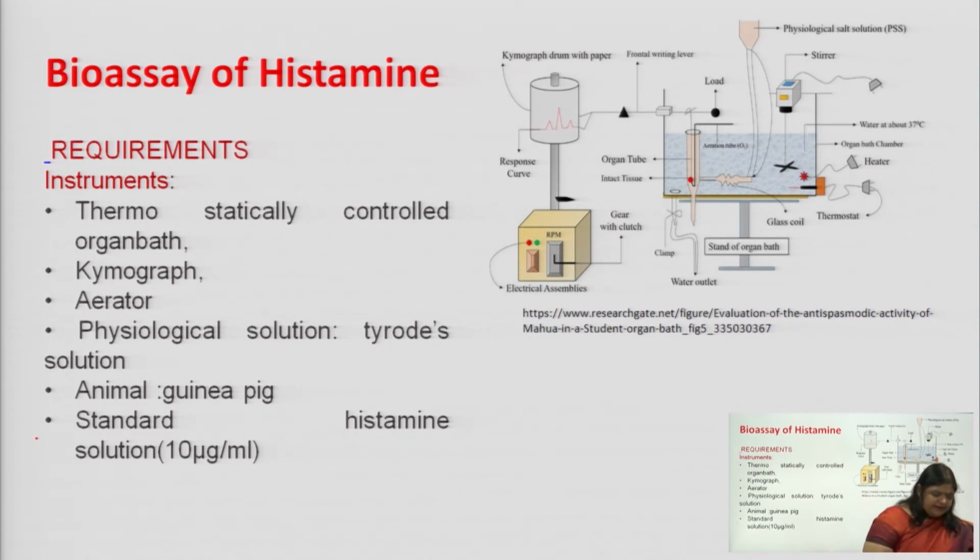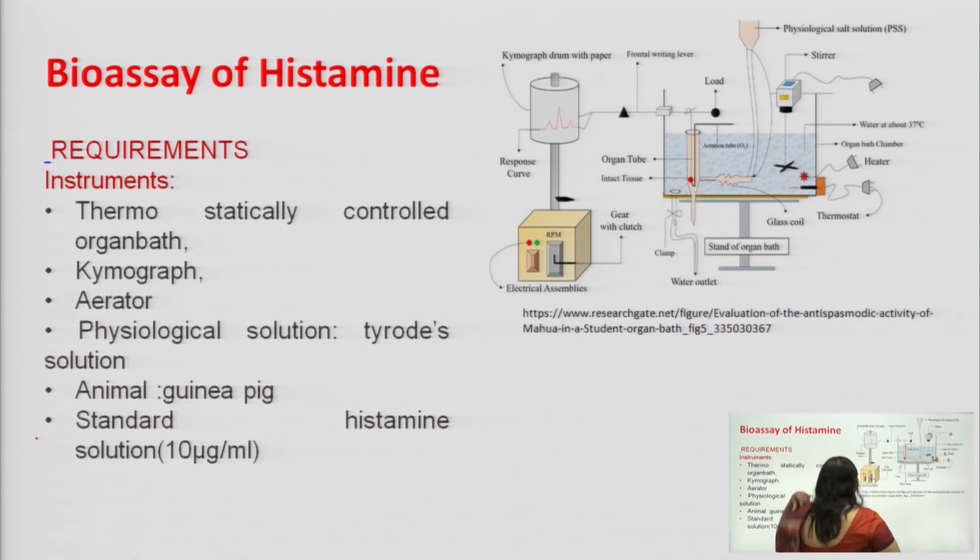You can see here that this is the setup of the assembly. This is the kymograph. We have a paper attached with it. Then this is the organ bath, where you put in the tissue and your physiological salt solution. It also comes into this organ bath. Okay, and then this is what we also call the tissue bath.